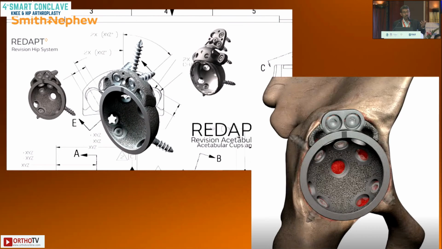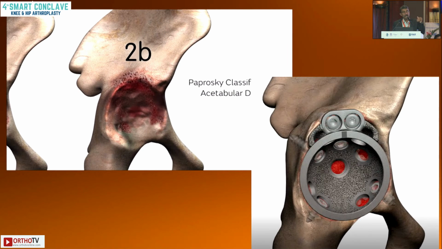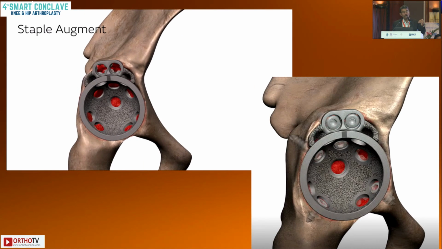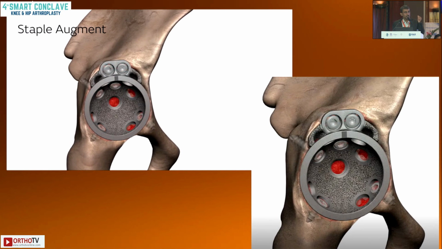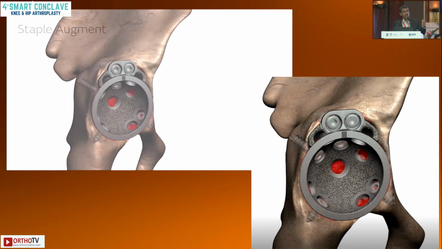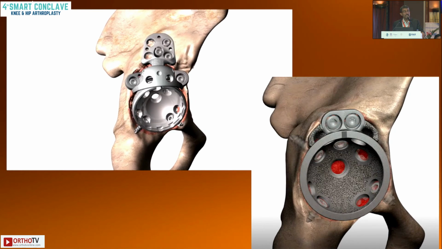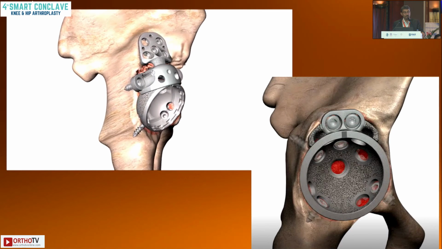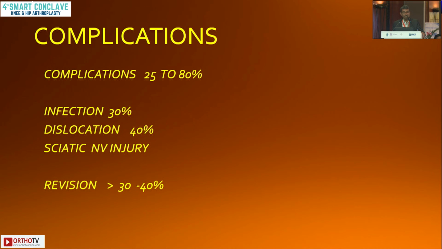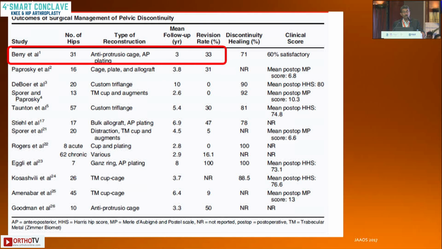This is a very good addition, where the Redapt cup offers the solution for that screw fixation without affecting the version, and you have the option of cementing in the cup or doing an uncemented liner, and that's a very good addition, especially for pelvic discontinuity. So bear in mind that complications are 25 to 80% if it's not properly done, and infection, dislocation, and revision could be as high as 30 to 40% if this is not properly addressed.